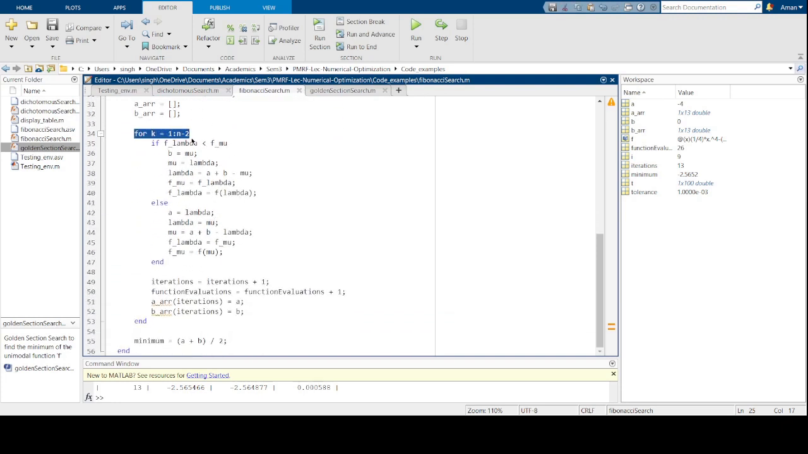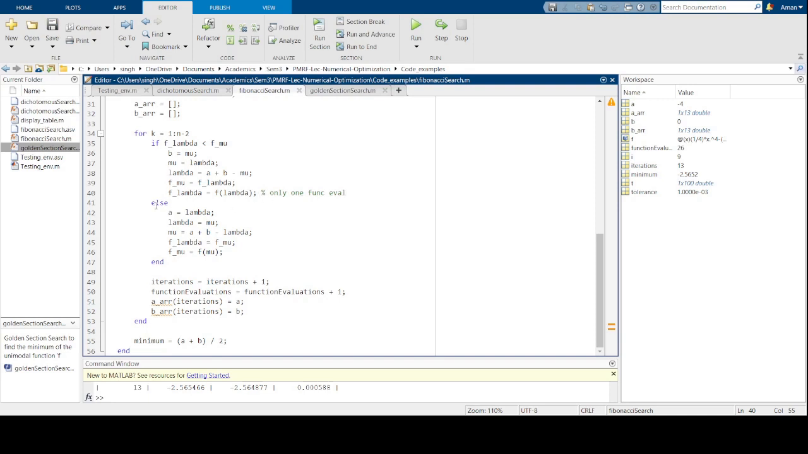Now, in the iteration, we start the iteration. If f lambda is less than f mu, then we change a bunch of stuff. B becomes mu, mu becomes lambda, and new lambda is a plus b minus mu. And we use the previously saved function value of f lambda and put it to f mu, and we evaluate f lambda by function evaluation. So you can see there is only one function evaluation here. I'll also comment it here. Only one function evaluation.